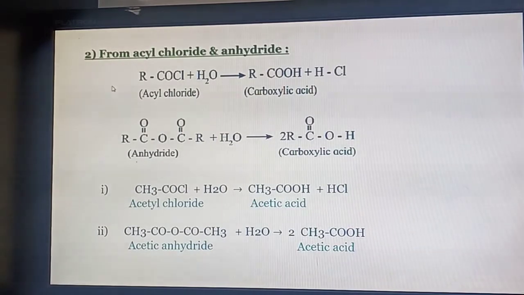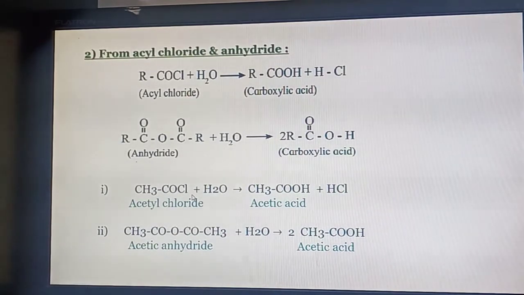Next method is from acetyl chloride. Here, if acetyl chloride is hydrolyzed, it gives acetic acid as product. So when acetyl chloride is reacted with water, it gives acetic acid. If we use acetic anhydride, then acetic anhydride undergoes hydrolysis to form acetic acid. So we can prepare these carboxylic acids by using acetyl chloride and anhydride.